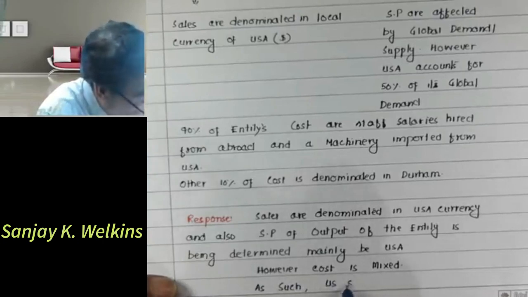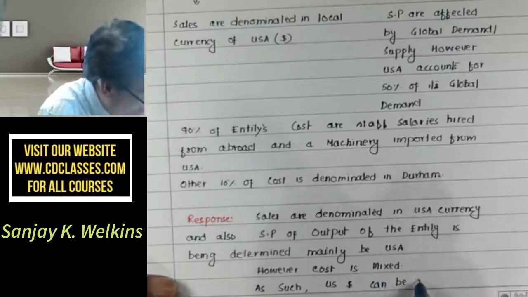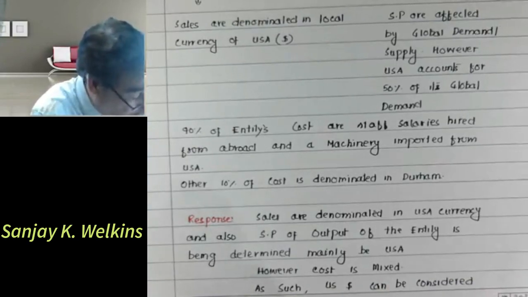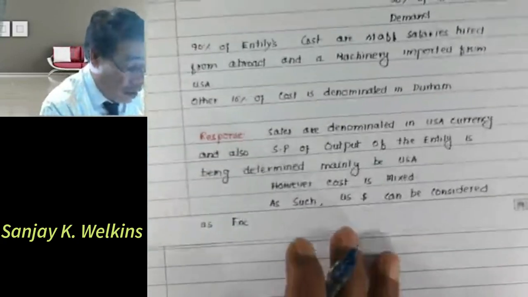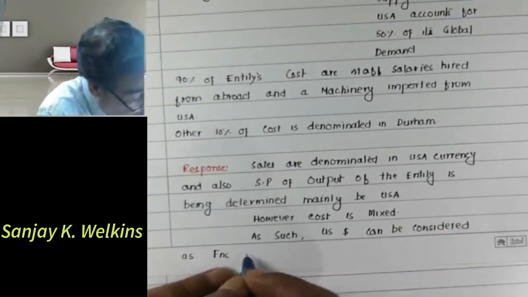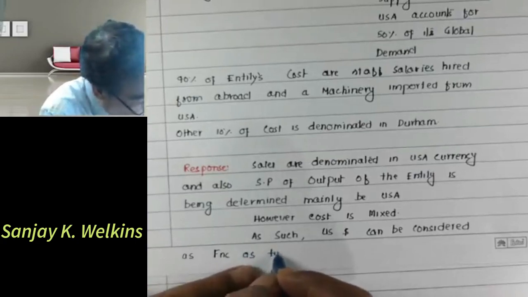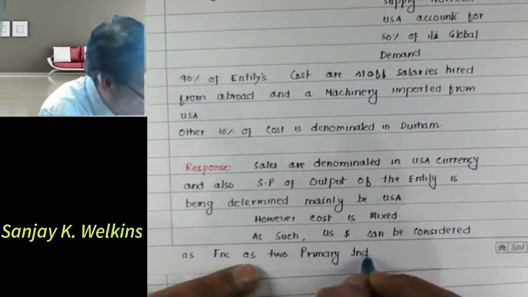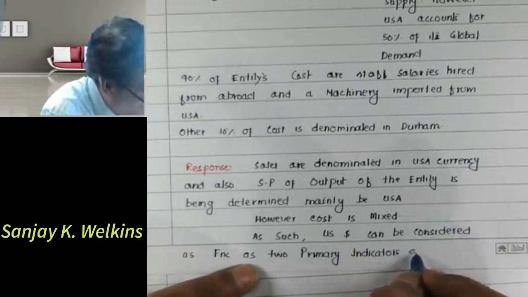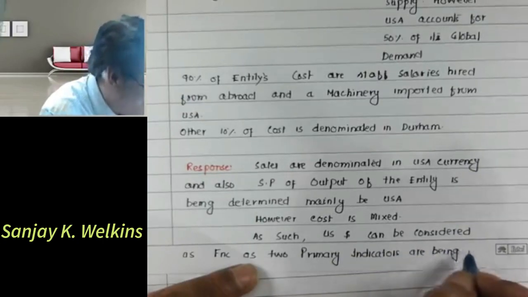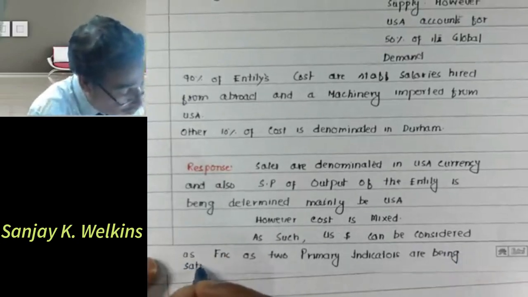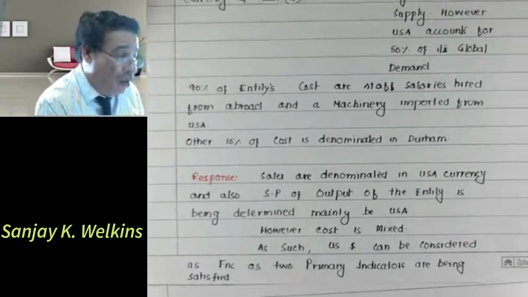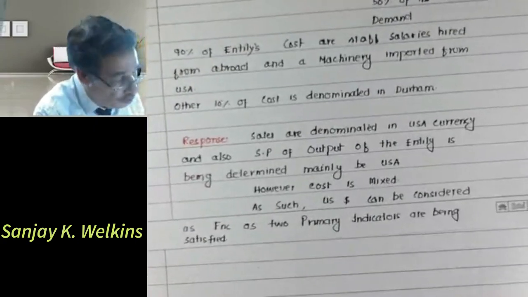US dollar can be considered as functional currency, FNC, I will use the term functional currency, as two primary indicators are being satisfied. I will write it here itself. I don't want to change the sheet at this moment. So this is how, and you will definitely get a question to determine the functional currency. This is how you will have to put it over there. Is it clear to you?